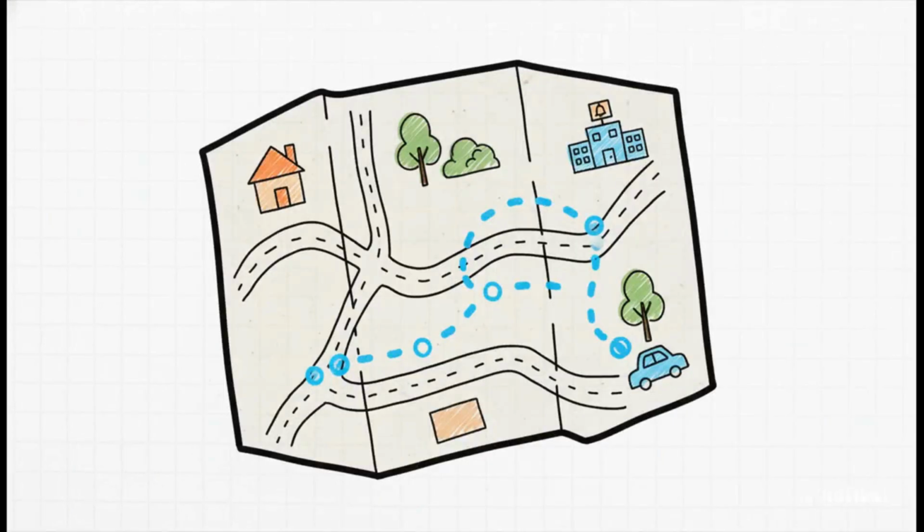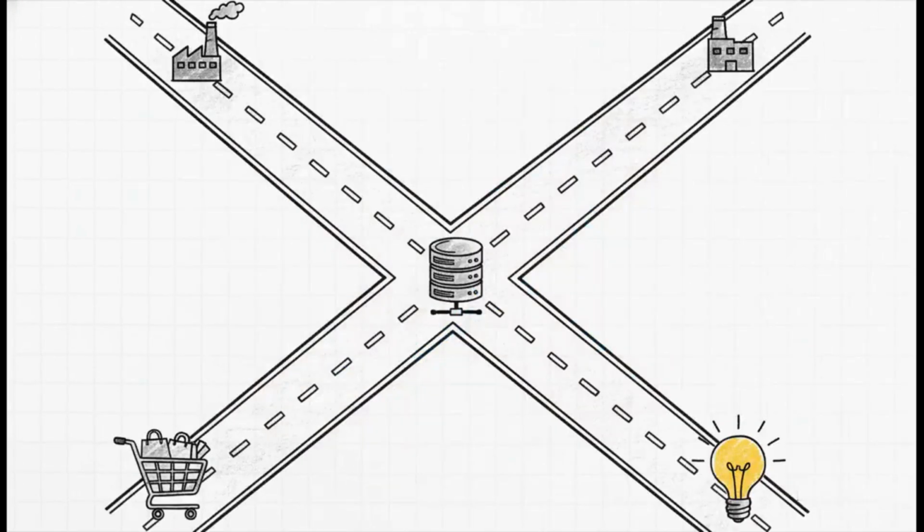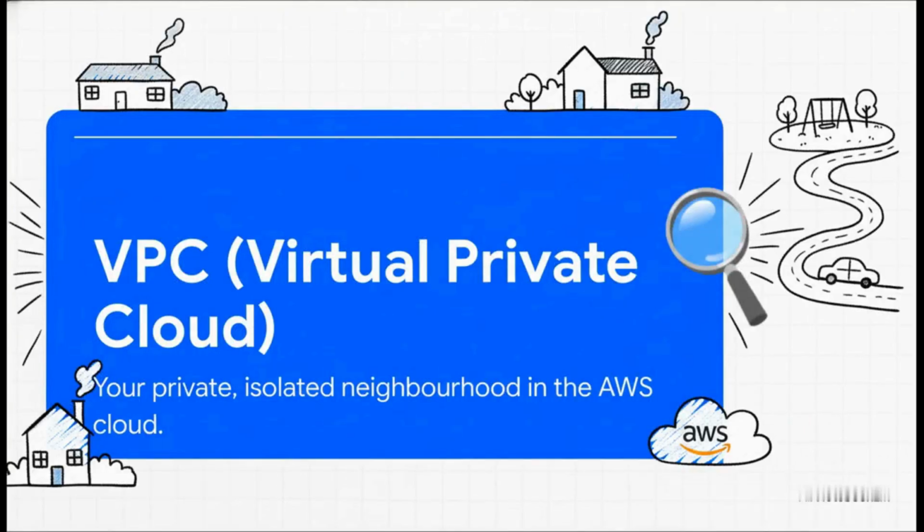The map's job is simple. It shows you exactly which road you need to take, and it tells you where every single street goes. That's pretty much it. Now, in the world of AWS, your private neighborhood is called a VPC.